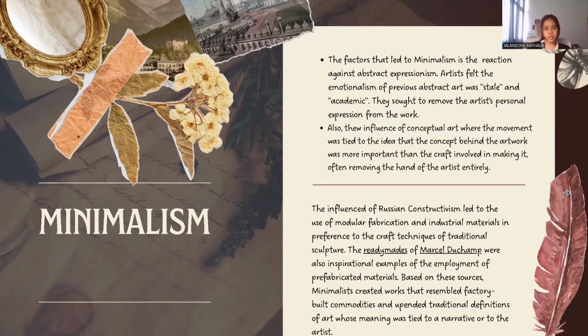The influence of Russian constructivism led to the use of modular fabrication and industrial materials in preference to the craft techniques of traditional sculpture. The ready-mades of Marcel Duchamp were also inspirational examples of the employment of prefabricated materials. Based on these sources, minimalists created works that resembled factory-built commodities and opened traditional definitions of an art whose meaning was tied to a narrative or to the artist.